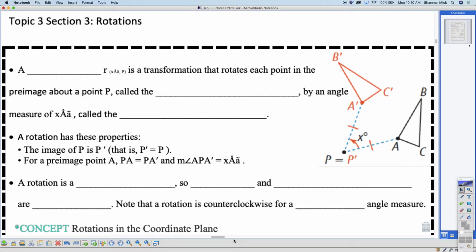Okay, so a rotation is your first word to fill in. Lady, you have to write these down. Have we ever done that before? I haven't been doing that. Well, then that's on you.